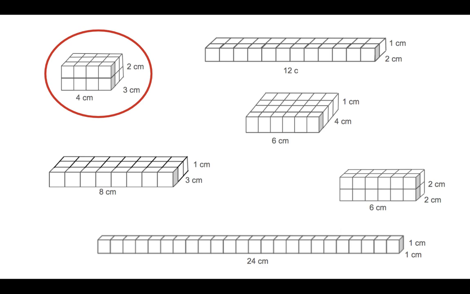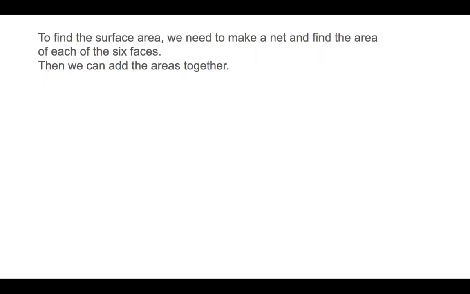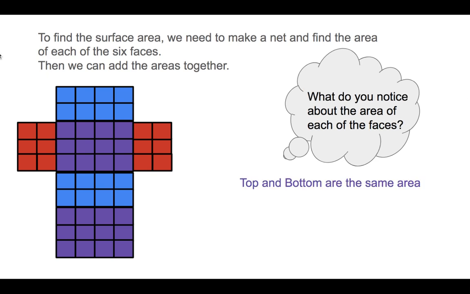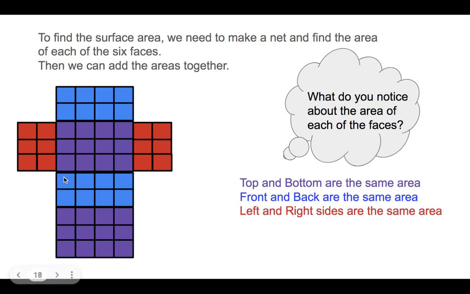And for this, I'm going to use a net. Okay, so let's draw a net. Here we go. Now, I want you to think about, what do you notice about each of the 6 faces? And you can pause for a moment here and then see if you can come up with something that you notice. All right, so let's see. Did you notice that the top and bottom are the same? I kind of gave you a hint when I used colors, but you can see that they're in the purple. And you can also notice that the front and the back are the same. And so are the left and right sides. So those areas are also the same.